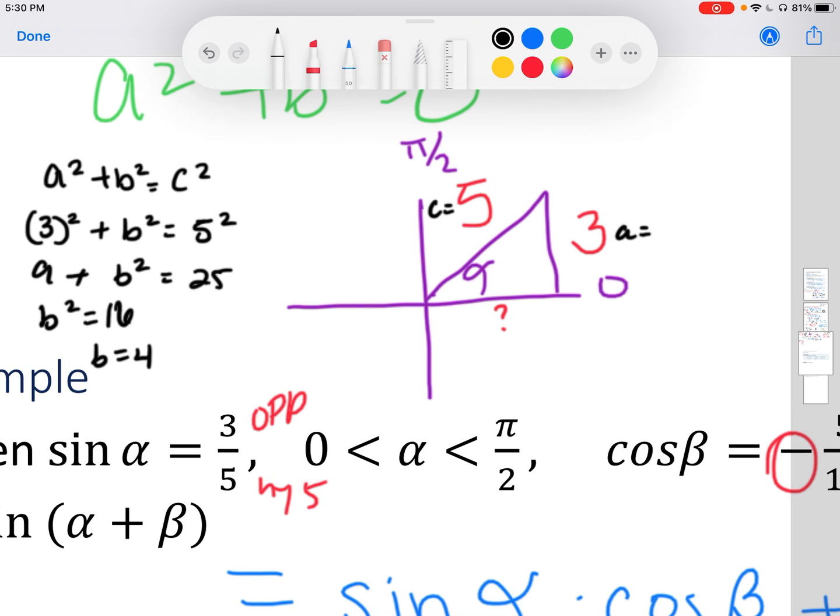Is it positive? Well, I did skip a step. We take the square root of both sides, so I'm left with b is equal to plus or minus the square root of 16. So b can be plus or minus 4. How do you know which one it is? Well, you have to look at which quadrant you are. Here, my x's are positive, so it has to be positive 4. So my missing side is 4.